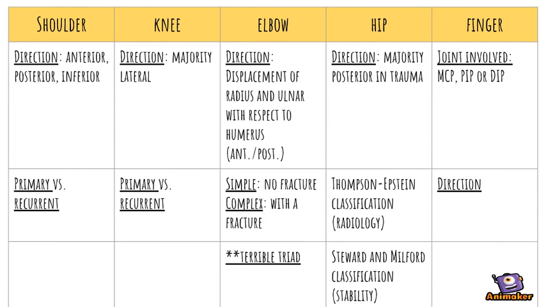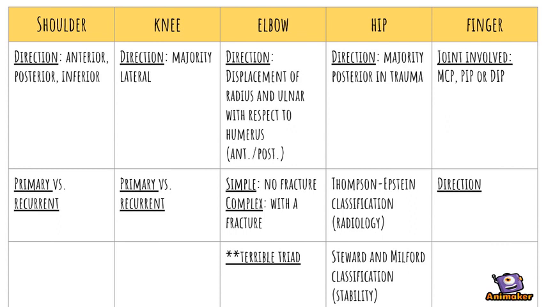These can also be characterized as primary, meaning a first dislocation, or recurrent dislocation. Elbow dislocations are characterized as simple or complex. Simple elbow dislocations are defined as acute dislocations that occur without a fracture. Complex elbow dislocations involve concomitant fractures of the proximal radius, ulna, or distal humerus.